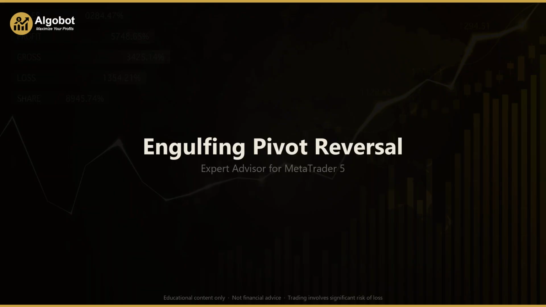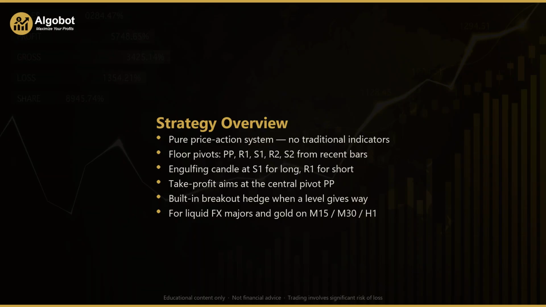Let's get started. So what does the engulfing pivot reversal actually do? At its heart, this expert advisor watches the floor pivot grid, the same reference levels that many intraday desks plot on their screens every session. From the most recent closed bars, it calculates a central pivot, called PP, along with the first support and resistance levels, S1 and R1, and the wider second levels, S2 and R2. Together, these form a price map that the strategy trades around.